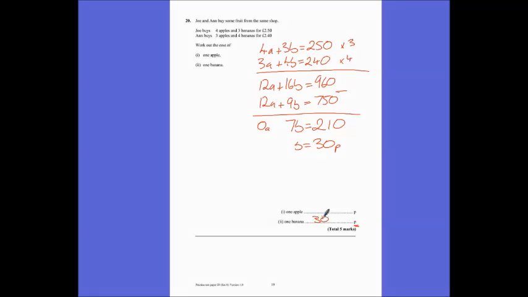Once we've got that, we need to substitute that in to one of these. So I've chosen to put it into the first one. So 4 apples plus 3 bananas, which are 30 pence each, is £2.50. So 4 apples plus that 90p is £2.50. So 4 apples, take that 90p off, must be £1.60. So an apple, divide that by 4, must be 40 pence.